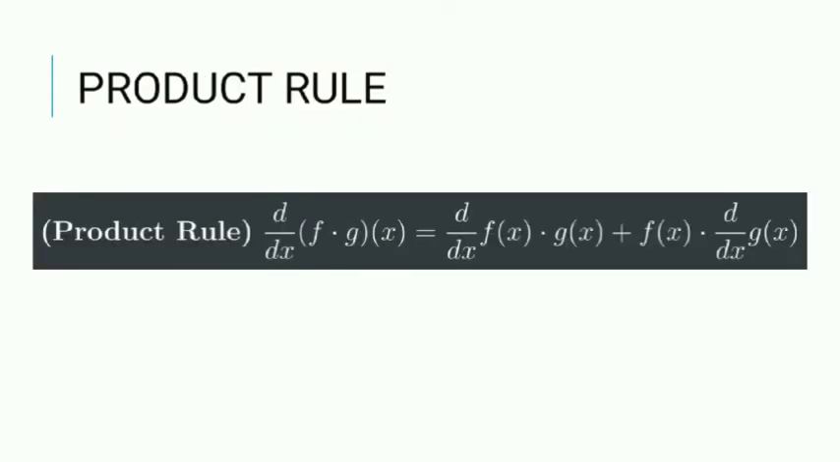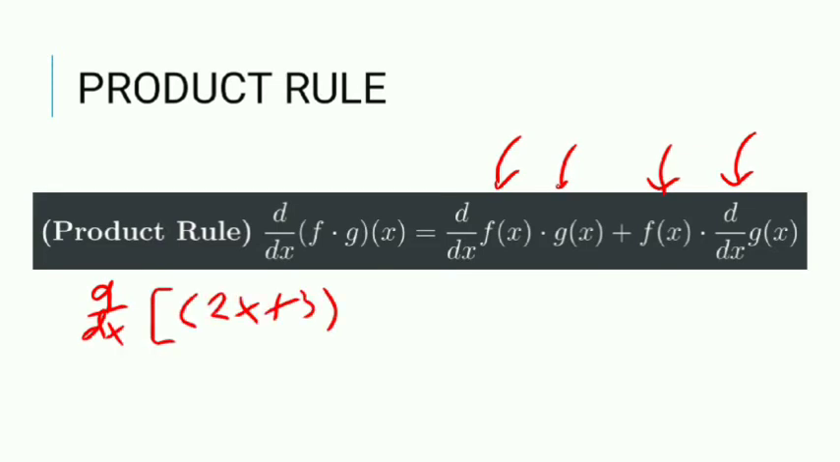So the next rule that we have is the product rule. The product rule states that the d/dx of two functions multiplied together is equal to the derivative of the first function times the second function plus the first function times the derivative of the second function. So let's try an example. We wish to take the derivative of 2x plus 3 times x squared.